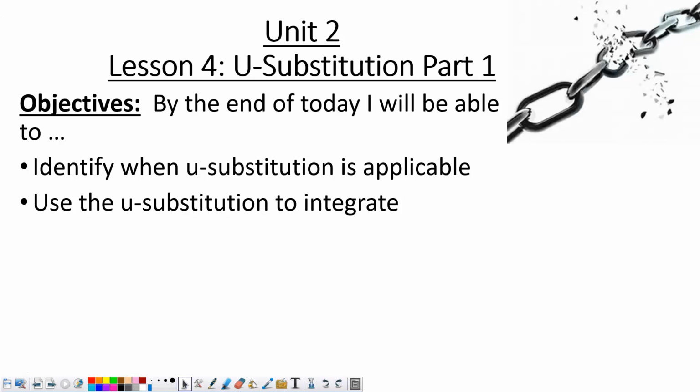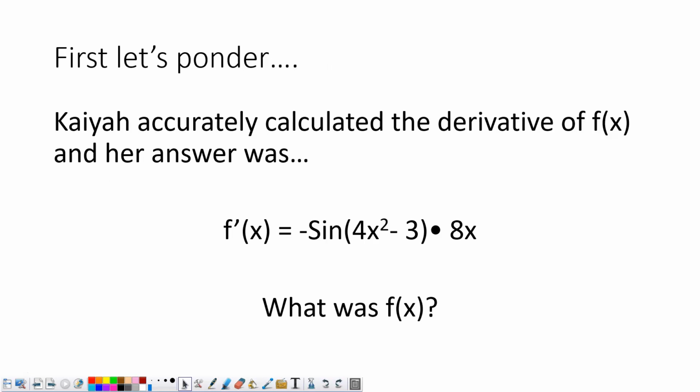How can you tell when to do U-Substitution for integration? And then after that, how do you do it? The steps on how you do it are pretty much always the same. The trick is just identifying when. So let's go ahead and take a look. First of all, I want you guys to pause the video here, and I just want you to think for a minute about the answer to this question.